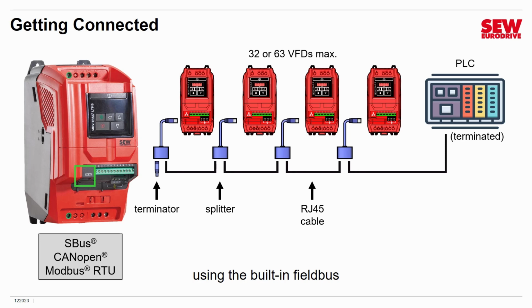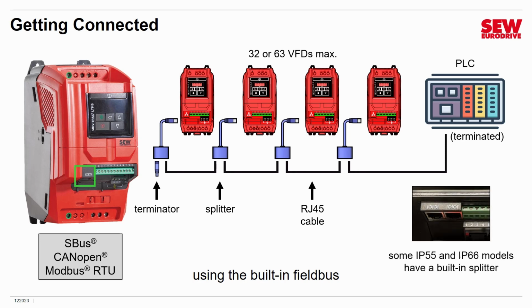Also, this is again worth a reminder. Some of the IP55 and IP66 models of the MOVITRAC LTP-B have a built-in splitter inside. So in these, all you need are the cables and a terminator at the end. Pretty nice. And then one little extra here.